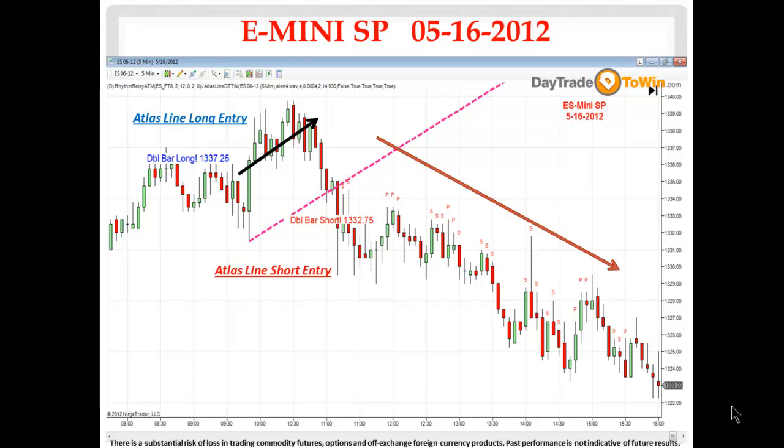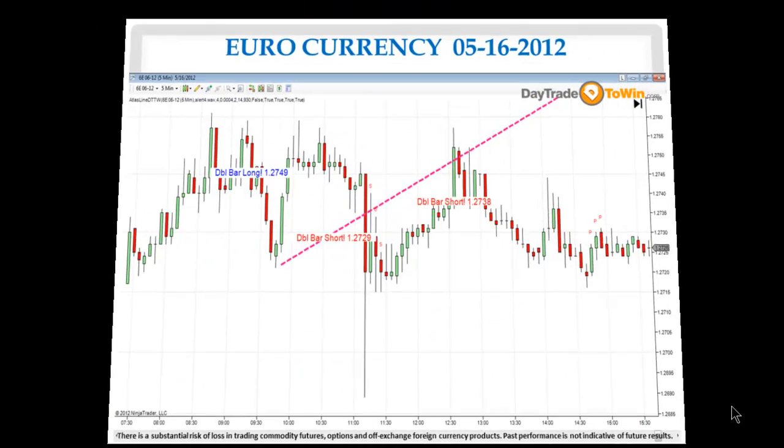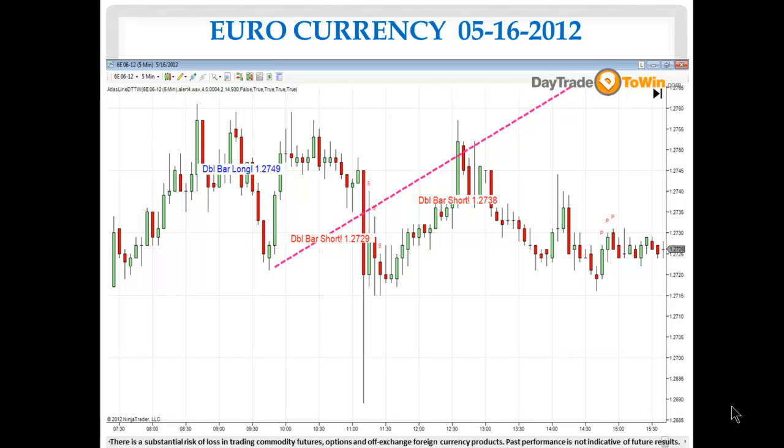So this is the E-mini S&P. If you take a look at the euro currency, not much different as far as going long and going short, but definitely the market did not simulate the same environment as the E-mini. Similar, but not exactly the same. So here is a long trade. Here is a short trade here. And here's another short trade, and you have a pullback trade here. So this is on the euro currency.